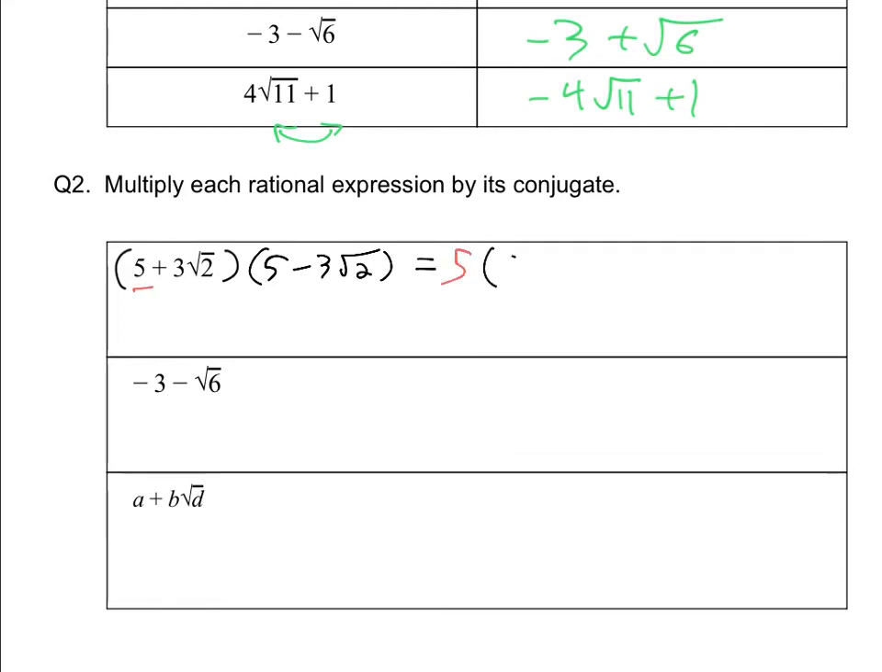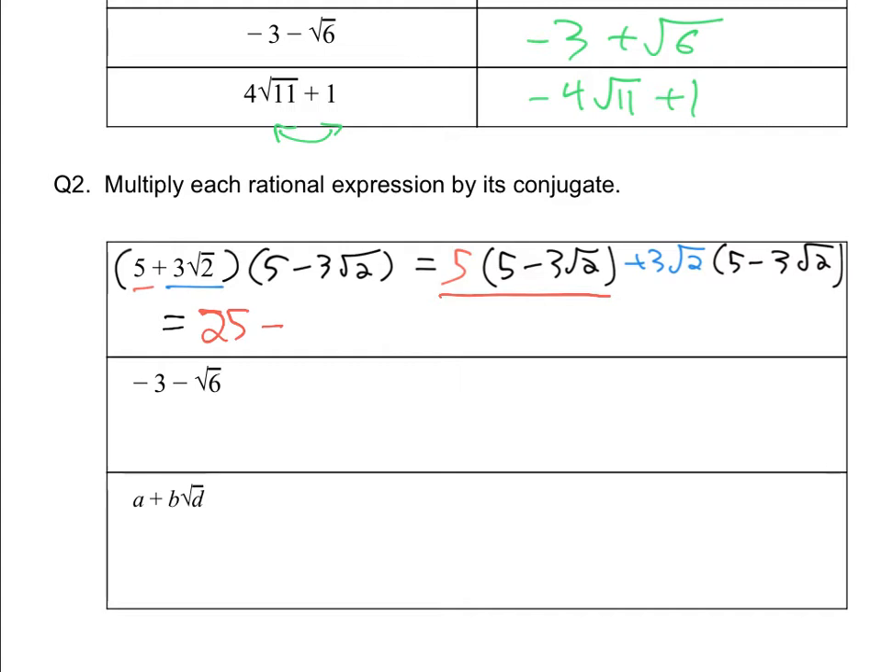So this is 5 times 5 minus 3 root 2 plus 3 root 2 times 5 minus 3 root 2. Expanding this out now. So let's take a look at this first product. So we have 5 times 5, 25. 5 times negative 3 root 2, negative 15 root 2.